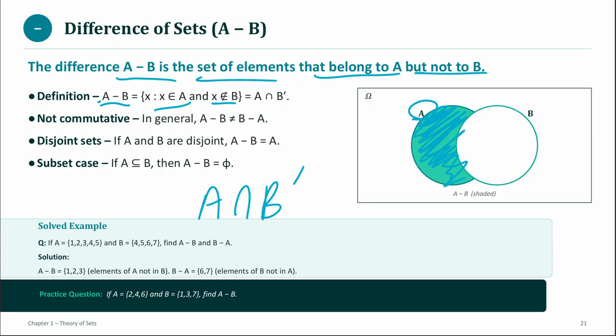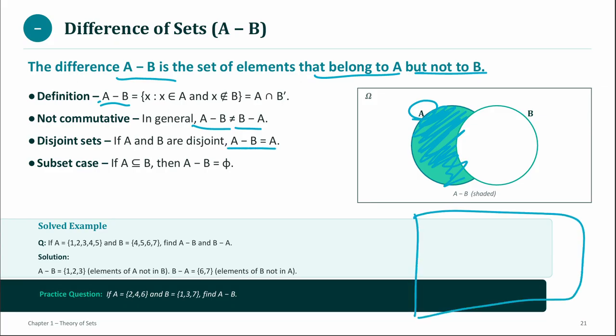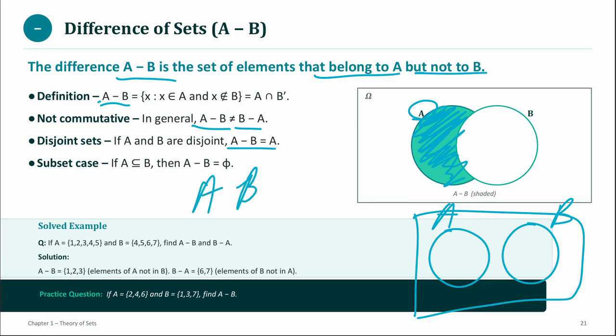Fine. Now it does not follow the commutative property. That means A minus B is not equal to B minus A. And if A and B are disjoint, then A minus B is going to be A only. If we see this, A and B here are disjoint. This is A, this is B, right? So if I'm going to do A minus B, right, then it is going to be A only.